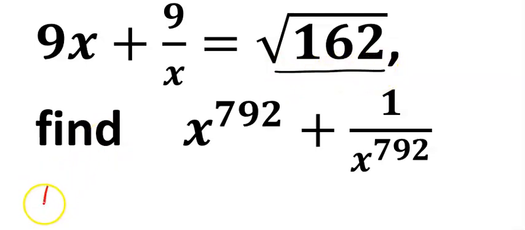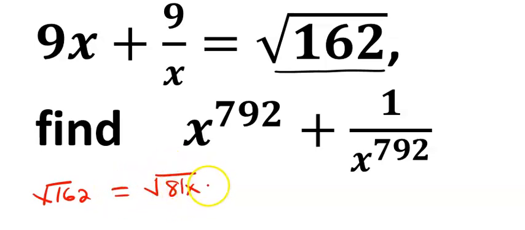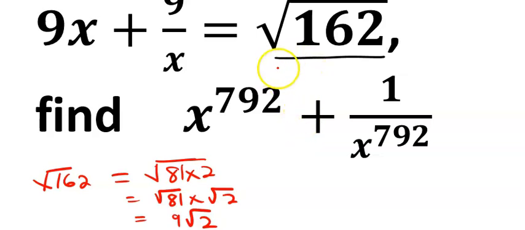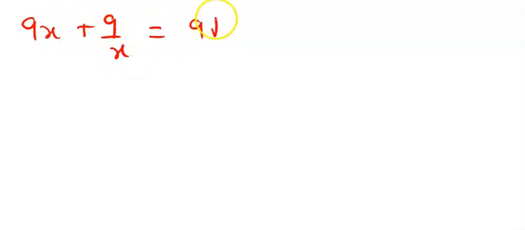So root 162, we can write it as root 81 times 2, and this is the same as root 81 times root 2, and root 81 is 9 root 2. So we are going to replace root 162 by 9 root 2. So the whole expression now becomes 9x plus 9 over x is equal to 9 root 2.